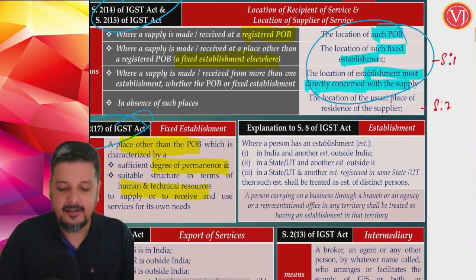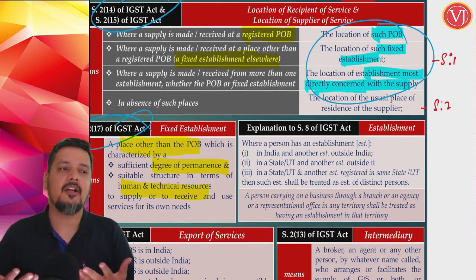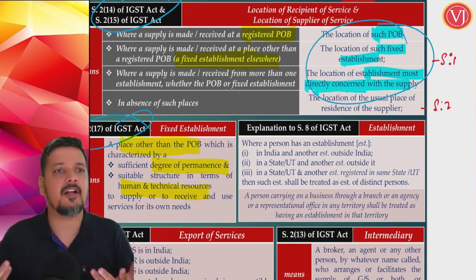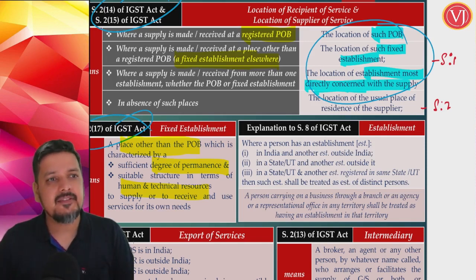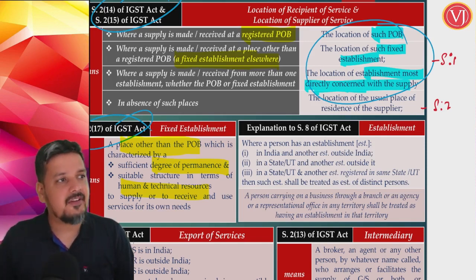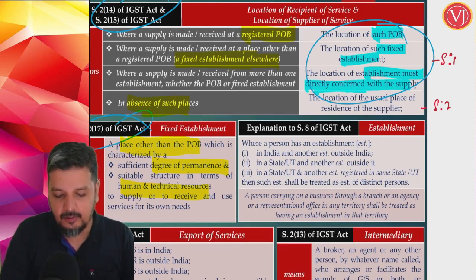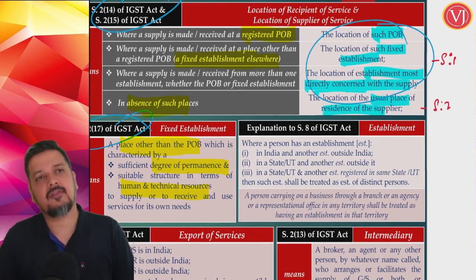What if I tell you that I don't have any place of business or fixed establishment? Is it possible for me to provide service without a place of business or fixed establishment? Yes. In the service sector, it is possible. I may not have any place of business or fixed establishment, for example, a commission agent or a faculty. In that case, what will be the answer? We're talking about the usual place of residence.